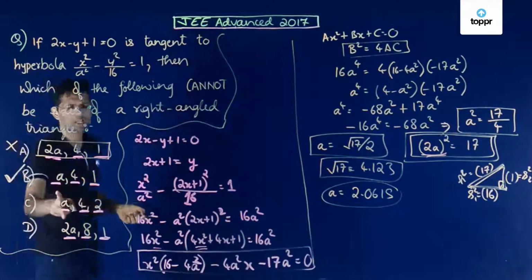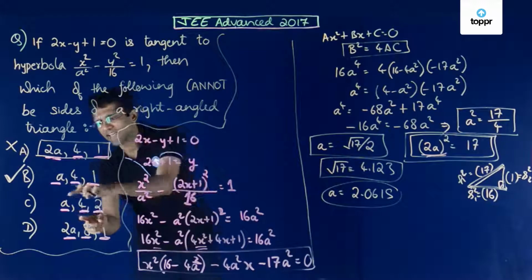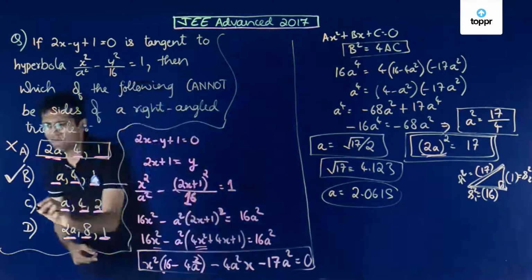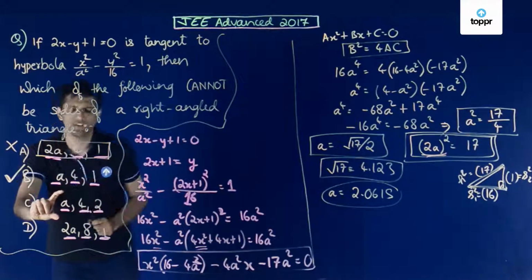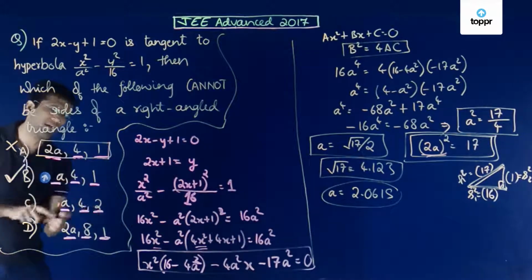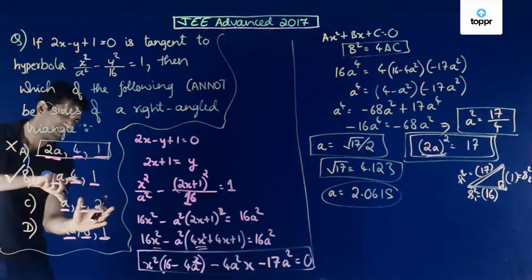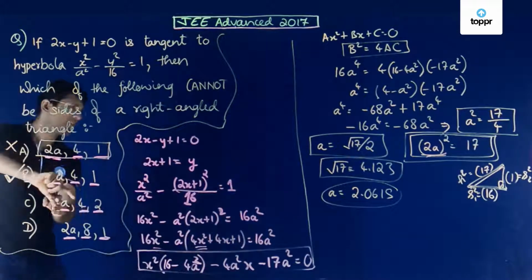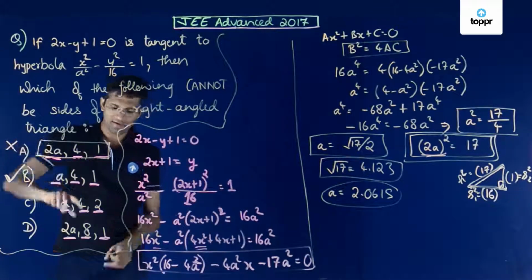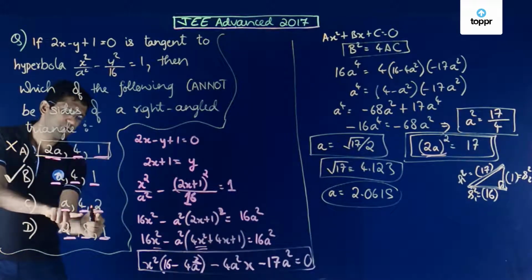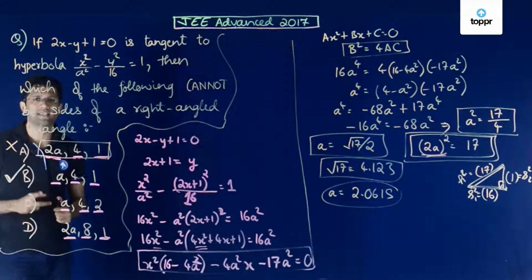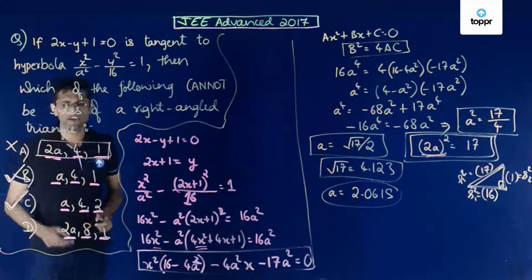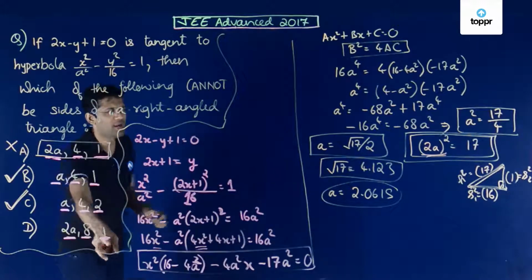Similarly, if you look at the other option having the sides a, 4 and 2, you will realize that because a is 2.0615, this again cannot be the sides of a triangle in the first place. So if our a is equal to 2.0615 and our other sides are 4 and 2, then the sum of lengths of two sides is less than the third, this will not give us a triangle in the first place, and so this again becomes a possible answer.